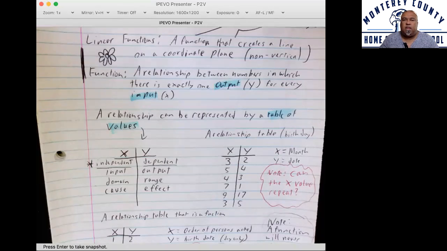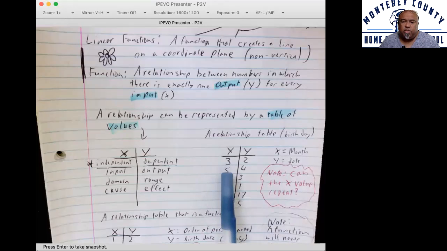Because on any given calendar, since there are 12 months, the number 17 occurs 12 times. So to get the right one, it has to depend on what your X value is, if I'm charting month and date. Now I wrote a little question here in the note. Can the X value repeat? Well, let's take a look.